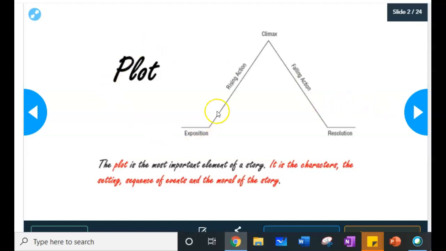So what we're going to talk about today is plot. This Nearpod also includes conflict and antagonist and protagonist, but we're going to talk about those at the end of the week and then next week.